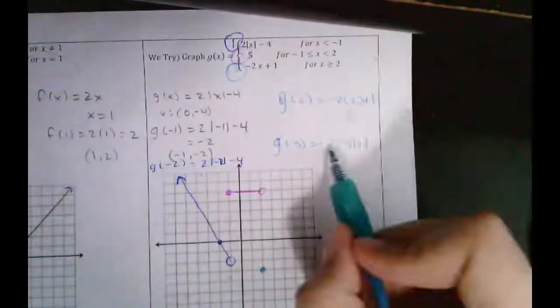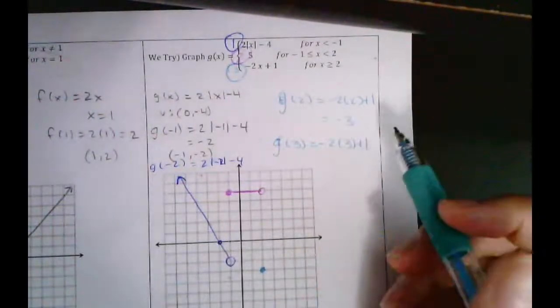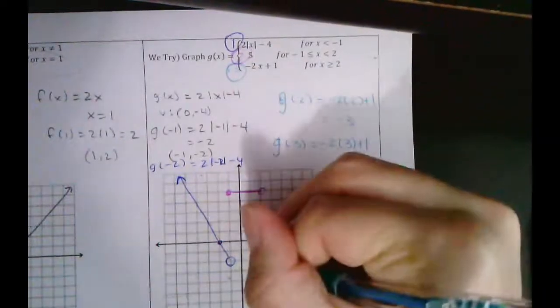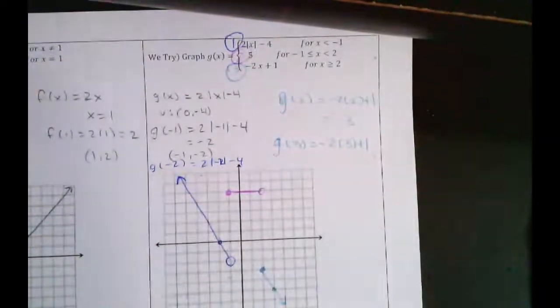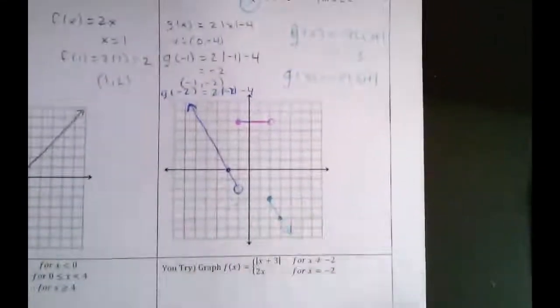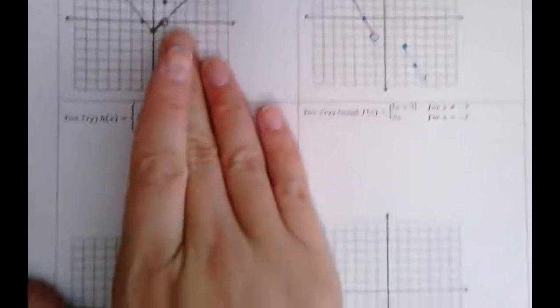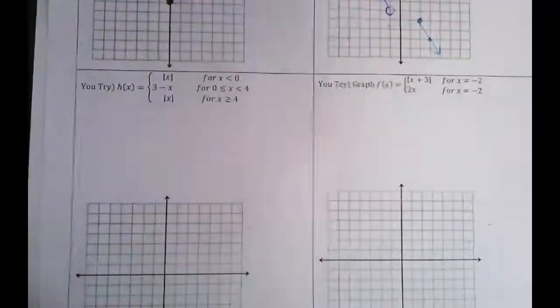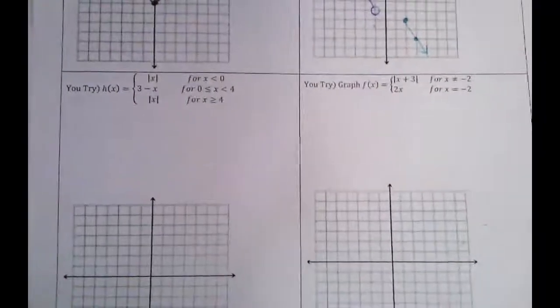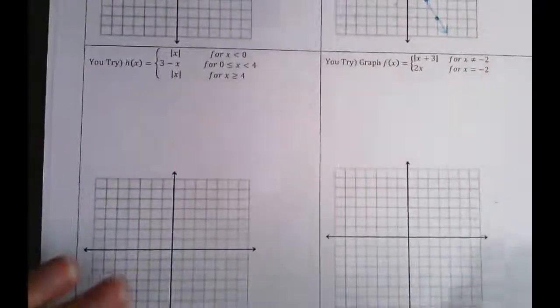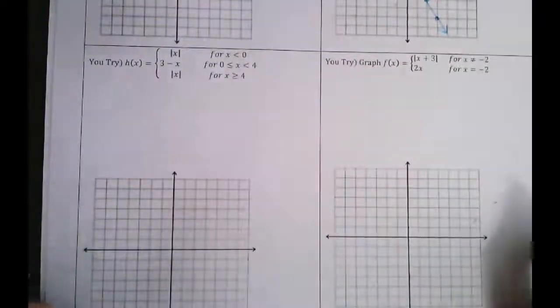Okay, so if you pick 3, you get -6 plus 1, which is -5. So 3, -5 is here. That's the last piece. Okay, so then the last two are you tries, so try those on your own, and then I will go over them. Try to do it by yourself and not with a partner.